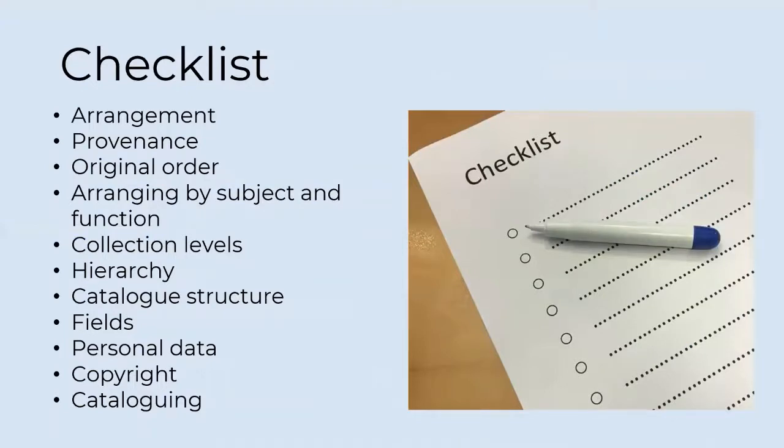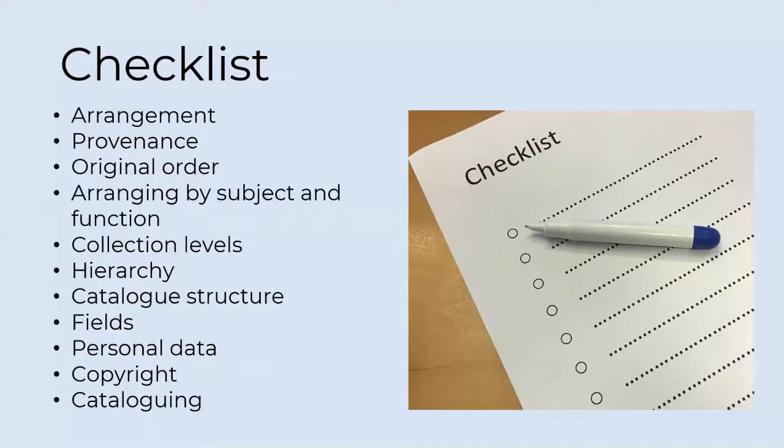This is a checklist of what we've covered. Arrangement, which allows you to know what you have and how the collection is structured. Provenance and original order, the key principles that help you create your catalogue arrangement. Provenance is the history and background of the collection, and original order is how it was originally arranged. If there is no obvious provenance or original order, you can arrange the collection by subject, so what topics it contains, or function, what type of work the collection was used for, for example, financial records or publicity records.